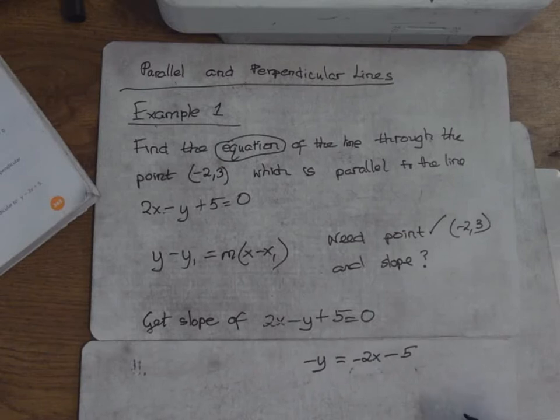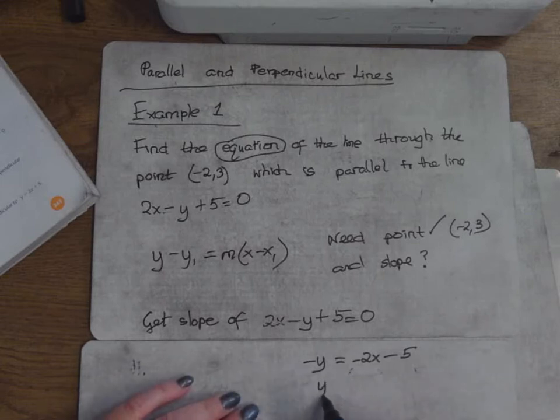You can do anything to an equation that has an equal sign, as long as you do it to the whole line. So I'm just going to change all the signs, and you get y is equal to 2x plus 5.